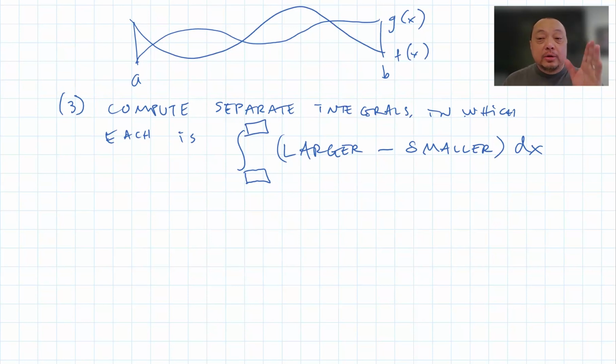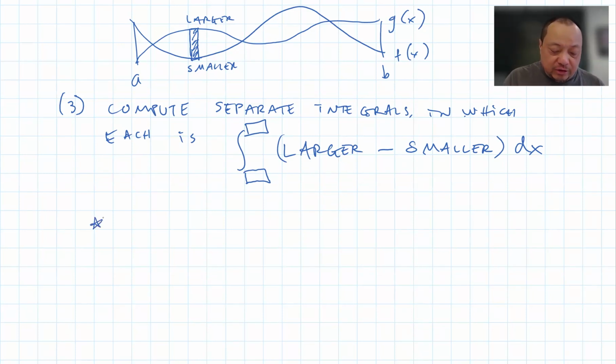This is when we're integrating with respect to x, because we're looking at the difference from the larger here to the smaller there on a thin slice where the width of it is a small change in x, a dx.